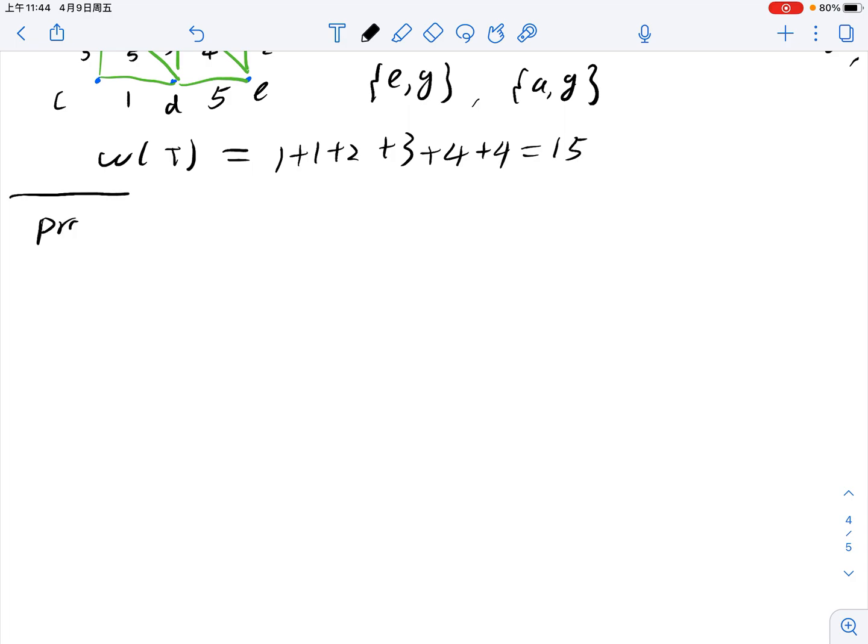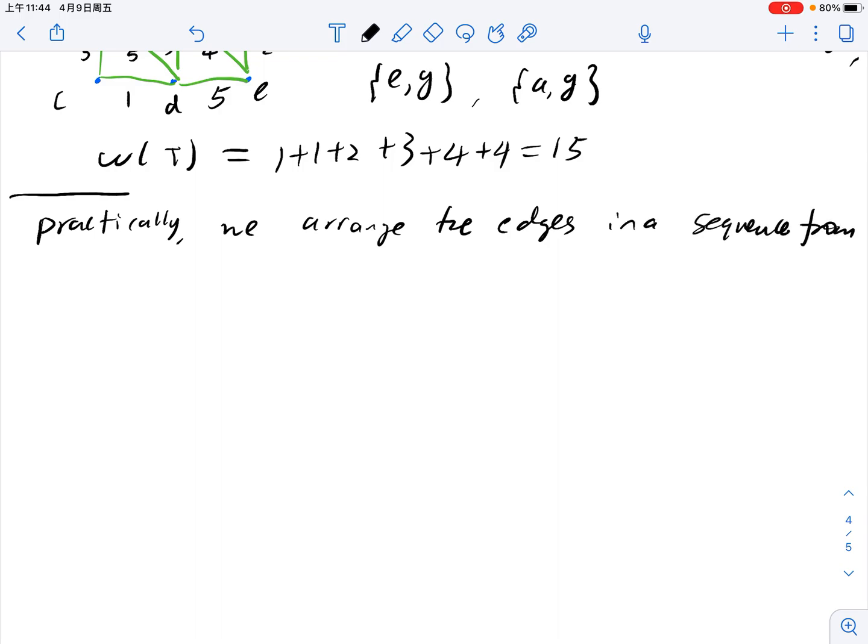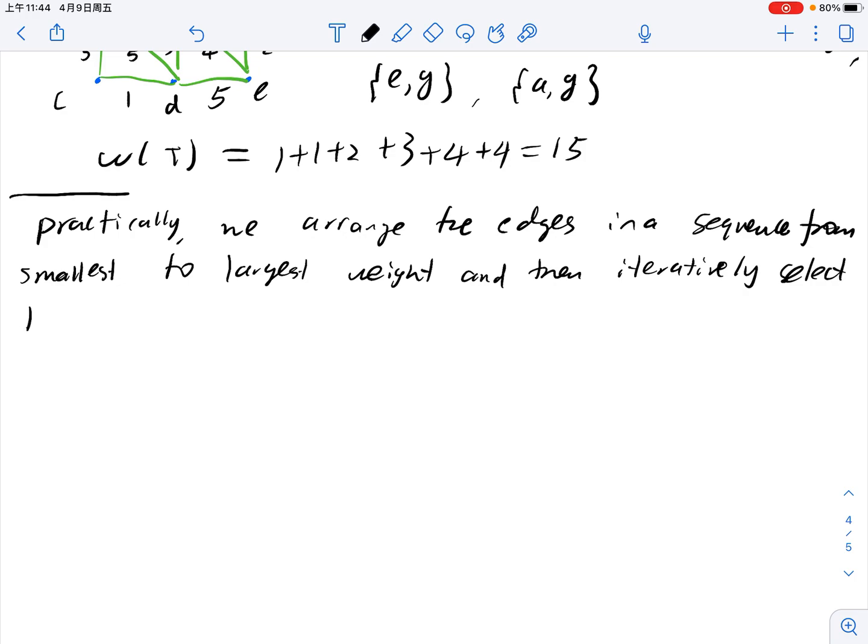And then from this example, we can see that practically we can arrange the edges in a sequence from smallest to largest weight, and then iteratively select the first edge that does not create a cycle.